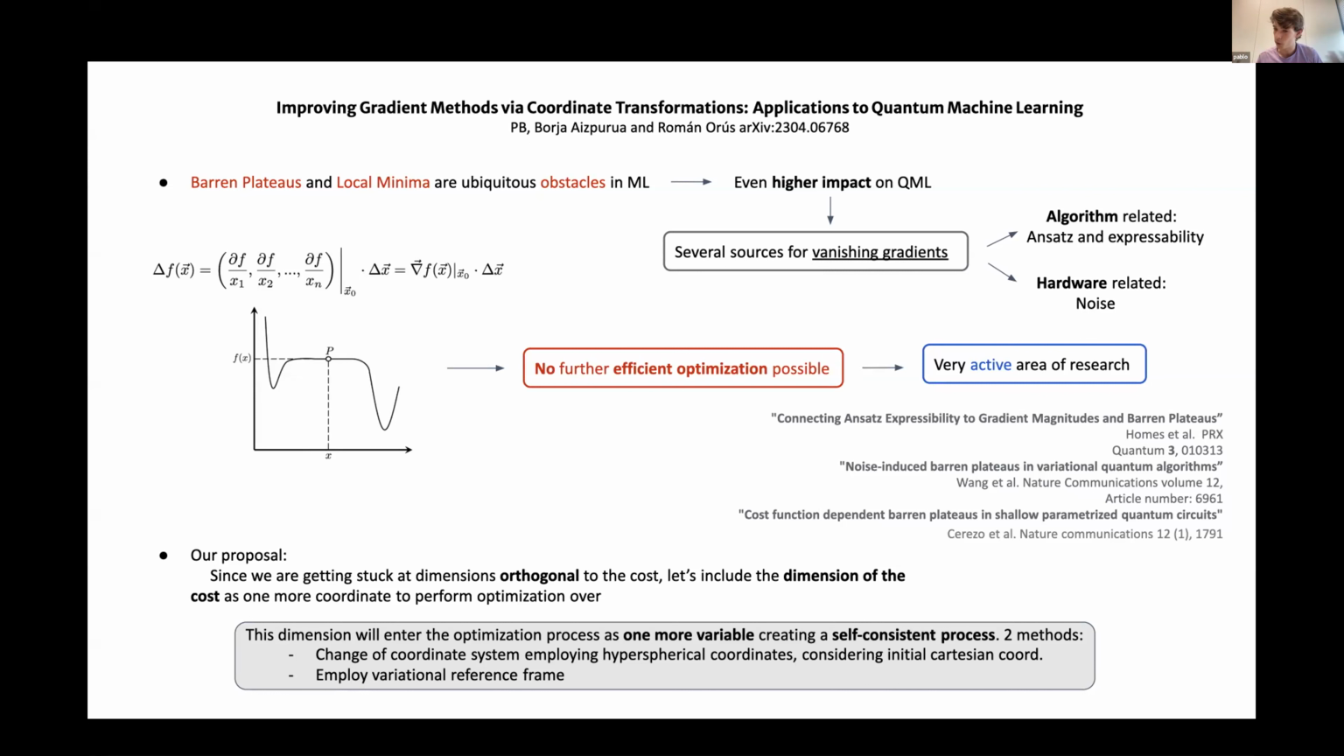This sounds pretty weird, but we will see pictures to clear it up. I basically went through two approaches in order to include this cost function in the optimization process. The first one uses a change of coordinates, going for hyperspherical coordinates. I will show why this is useful. The second employs a variational reference frame. This is what I mean by coordinate transformations.